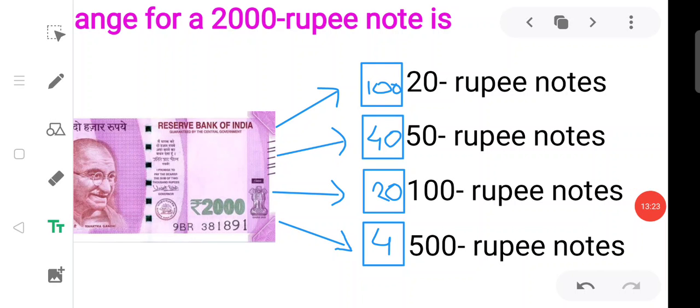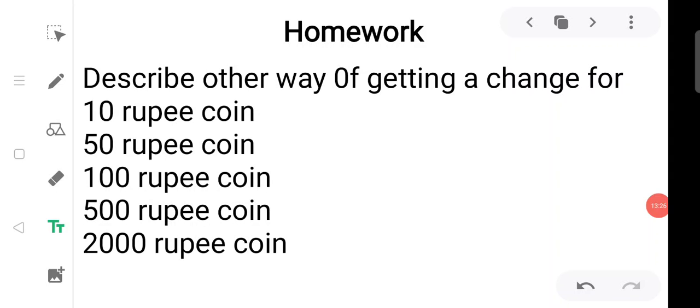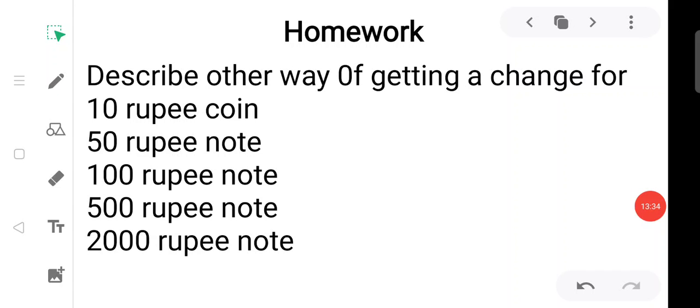Now I will give you a homework. You have to describe the other ways of getting a change for a 10 rupee coin, 50 rupee note, 100 rupee note, 500 rupee note and 2000 rupee note. This is your homework.